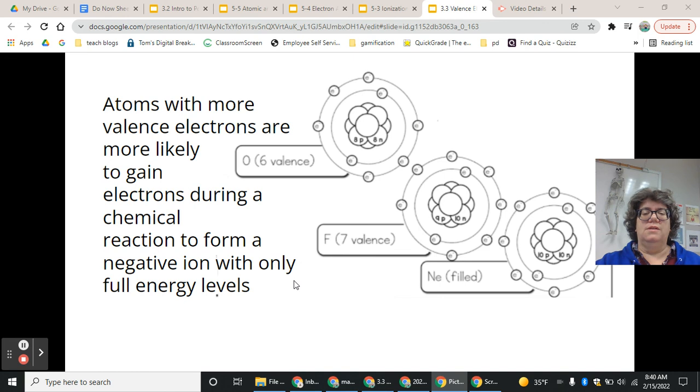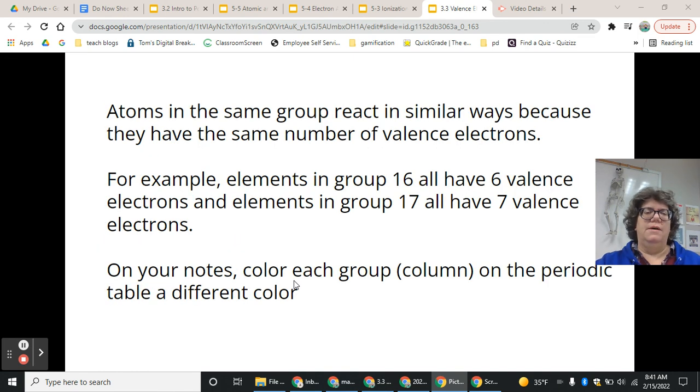So those are basically valence electrons. They're the outermost energy level. I think we're flipping over to the back of your notes now, or to the second page. So the page with the periodic table. Sorry, I had to look at mine really quick.